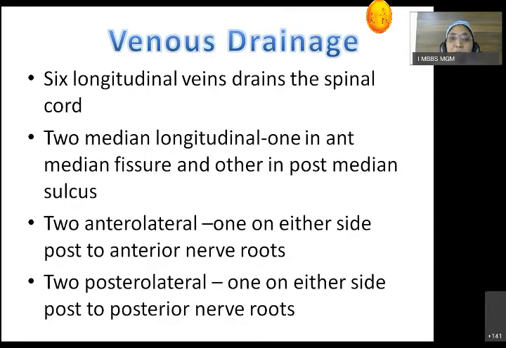Let us see about the venous drainage of the spinal cord. How is the venous blood drained? There are 6 longitudinal veins that drain the spinal cord. Two veins are present in the midline, 2 are present in the anterolateral sulcus, and 2 are present in the posterolateral sulcus. Let us discuss this.